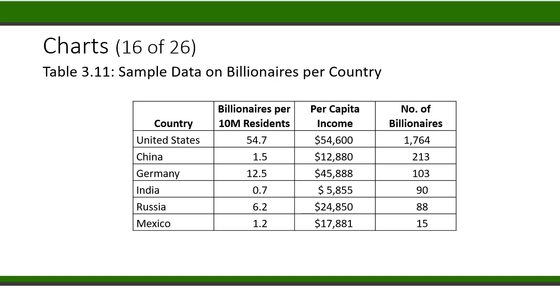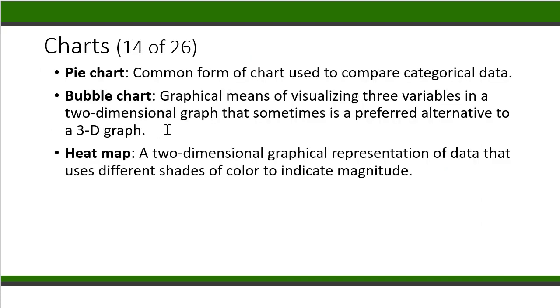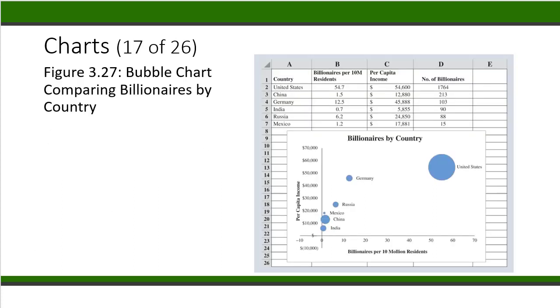So let's go ahead and create a bubble chart. Let's say we have billionaires per 10 million residents and how much the per capita income is in a bunch of different countries and the number of billionaires. Right, so we can create a bubble chart that shows us this information. And so the larger the bubble, the larger the number of billionaires in each country. So remember what the bubble map is showing us. Go back up here. It's a way to visualize three variables in a two-dimensional graph. That's what we've done here. All right, so see if you can create that as well.